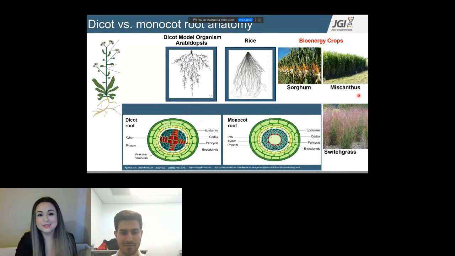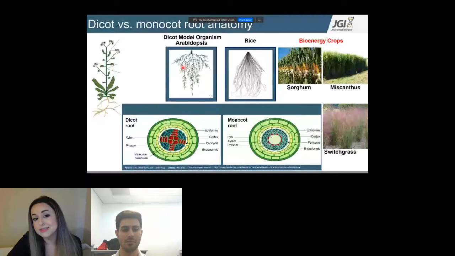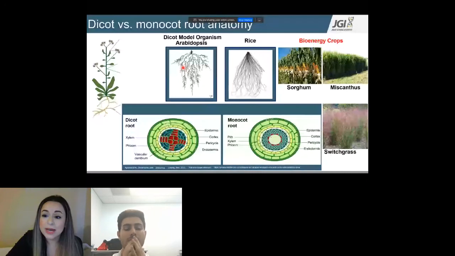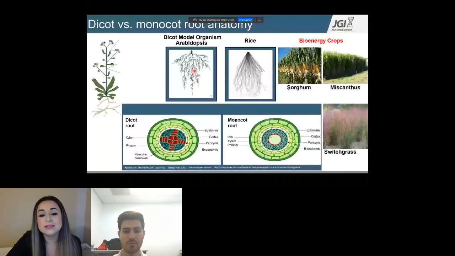Well, it's a pleasure to be here today. Flowering plants are divided into 2 types. We have dicots. This dicot root belongs to the model organism Arabidopsis. Deep knowledge about plant genetics comes from this plant. However, bioenergy crops like sorghum and miscanthus are monocots, and we can't continue to use a dicot as a model organism for monocots.